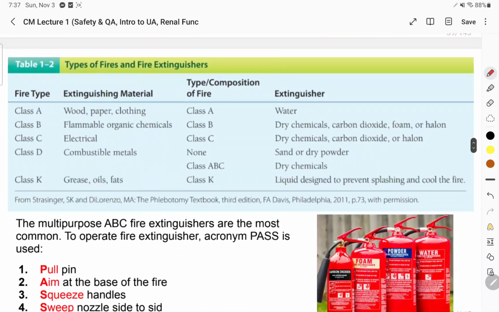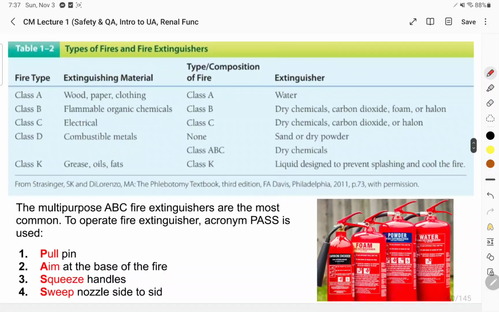Okay, so in case of fires, you should know what type of fire it is and what type of fire extinguisher is used to extinguish it. So there are 5 classes of fire. We have Class A, Class B, Class C, Class D, and Class K. Class A is light materials. You have your wood, paper, and clothing. So what do we use as extinguisher? We can use water.